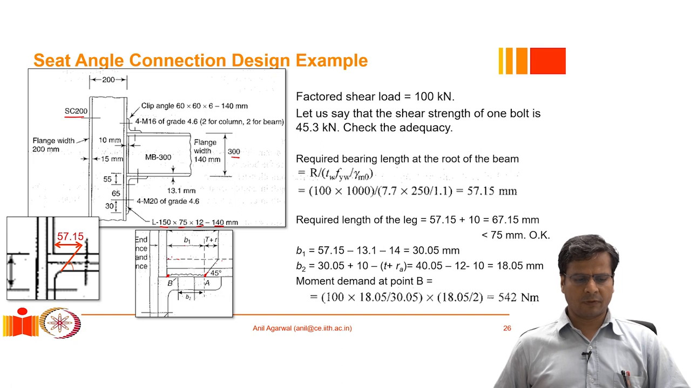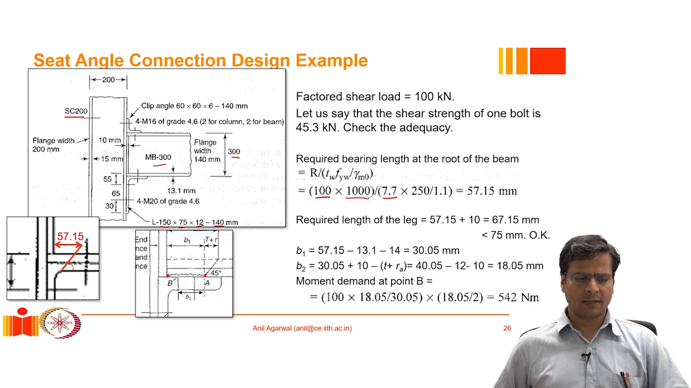The crippling failure of the web, so this web is subjected to compression, right? So it will be governed by the yielding of the web surface. So the total force is given as 100 kilonewton, converting that to newtons, meaning that I will multiply by 1000. Then the web thickness for the ISMB 300 section is 7.7 millimeters.